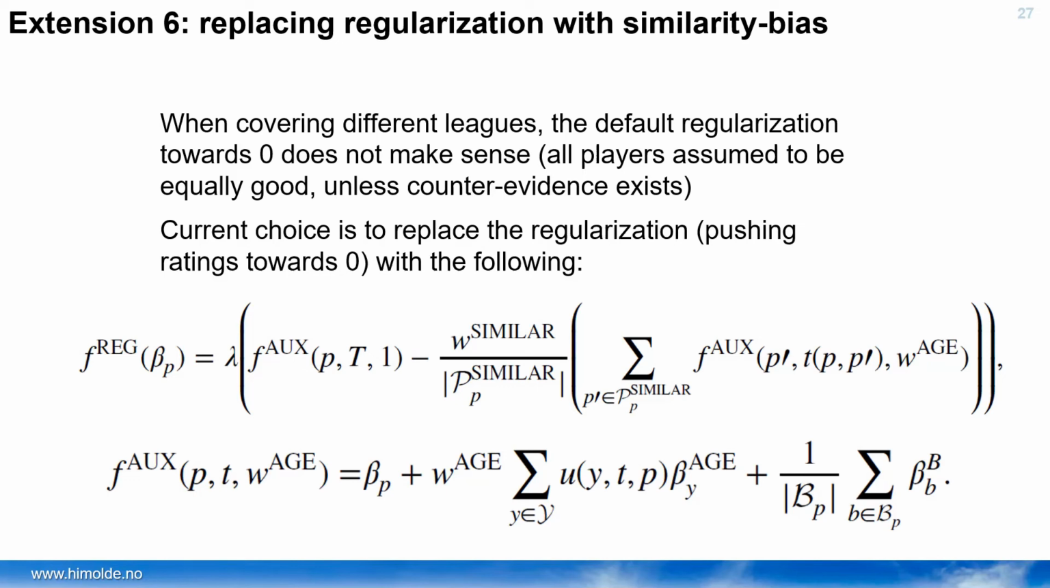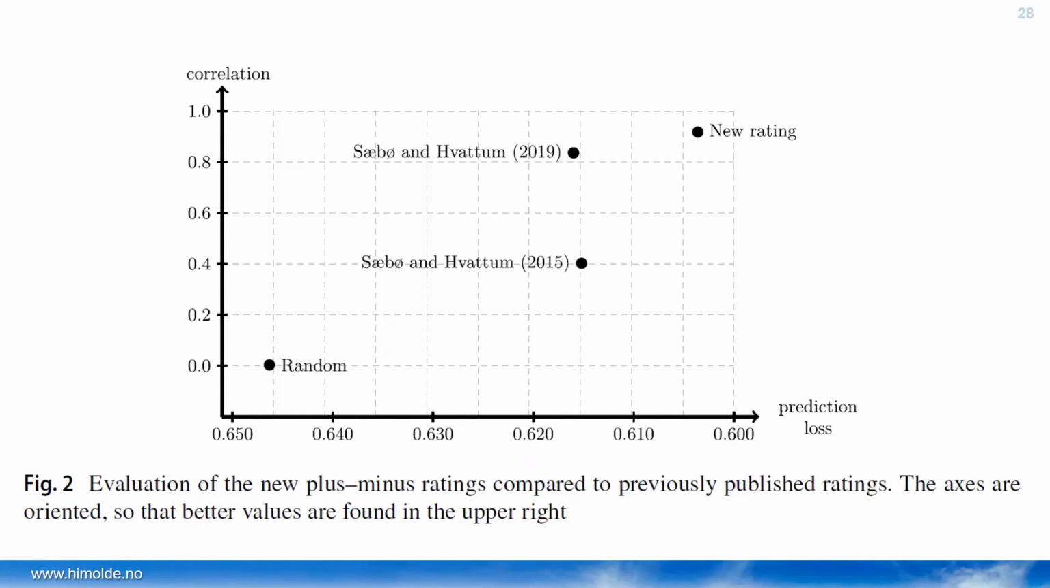This figure presents an evaluation of the plus-minus rating presented in the paper. It is evaluated along 2 axes. The first axis is labeled prediction loss. It measures how useful the ratings are in terms of providing a basis for predicting the outcomes of future matches. Values to the right are better than the values to the left.